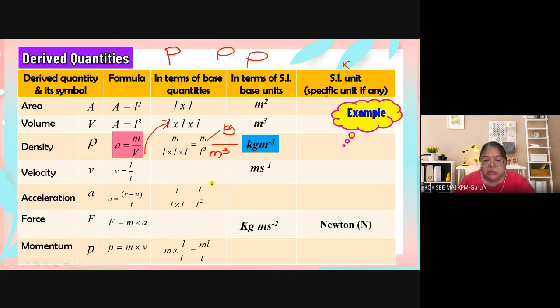Okay, velocity. Velocity, the formula is length over time. So from here, if you want to create the unit of a quantity, length and time are already basic, so they're still the same, L over T. L is already basic, time is also basic. So L over T, L is a length, meter. Time, second. So ms -1.